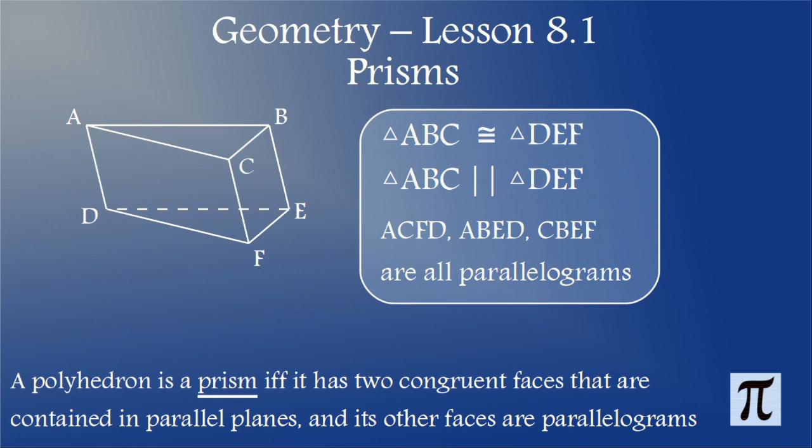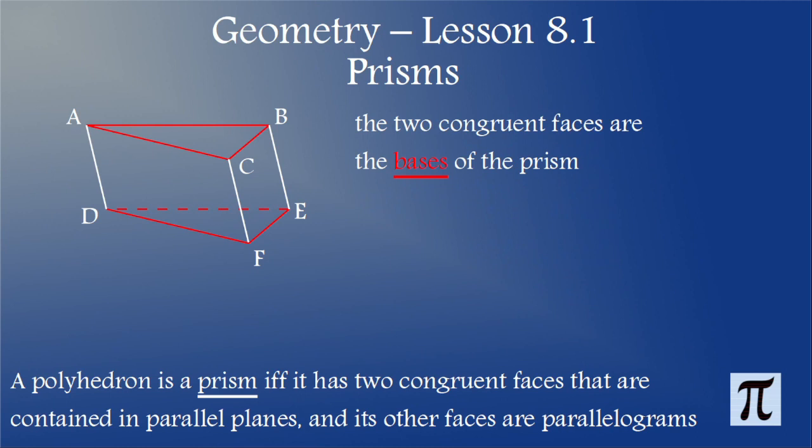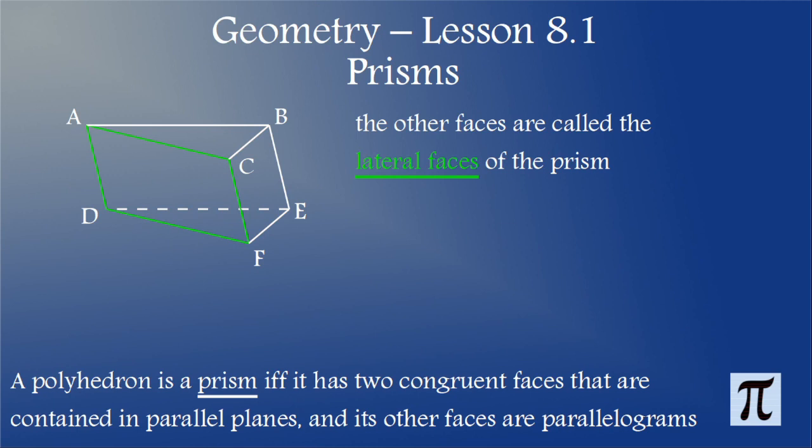If we can state all three of these conditions, now we have a prism. A polyhedron is a prism if and only if it has two congruent faces that are contained in parallel planes and its other faces are parallelograms. The two congruent faces are the bases of the prism. The other faces are called the lateral faces of the prism.